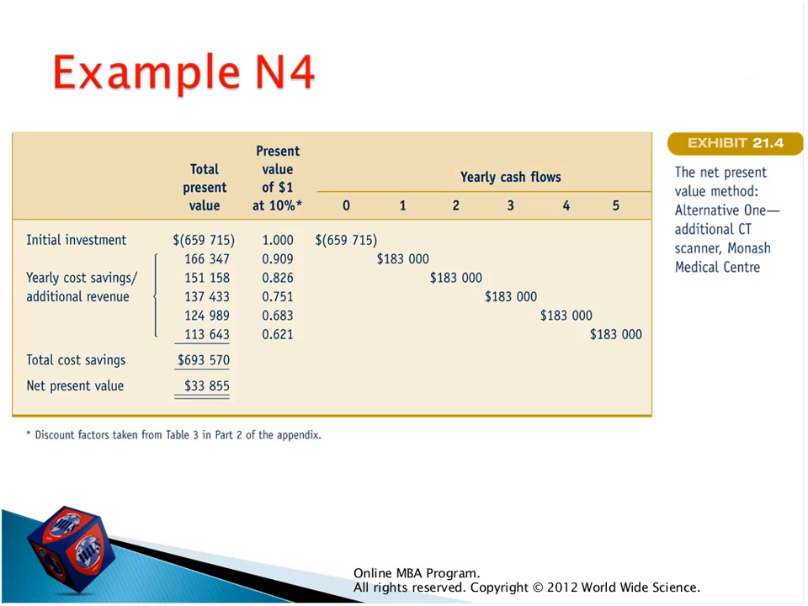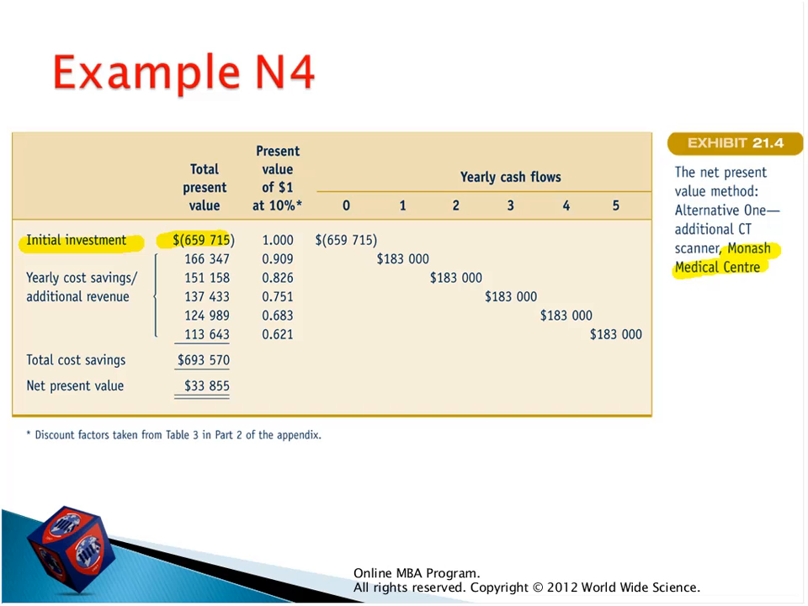Let's continue. So here is given to you example number 4, based on the net present value. Just a different example, which is, you remember, about the Monarch Medical Center and the CT scanners. And here it shows you the calculation in the table. First of all, we have some initial investment, right? Here it presents that this investment costs 659,715, right?